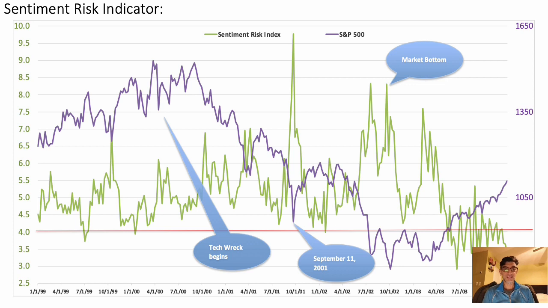So let's get started. Like I said, I'm going to cover a few of these. The first one is the tech wreck. It gave a bearish signal, and I'm going to put my pointer on it. Maybe I should have put a bubble here. It gave a bearish signal around January of 2000. So it worked pretty well.